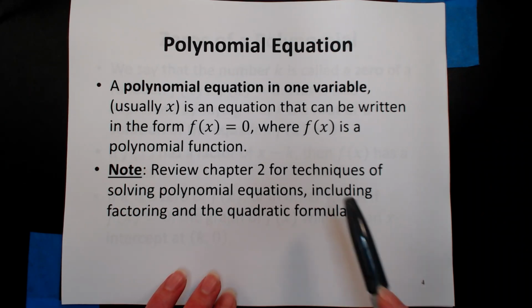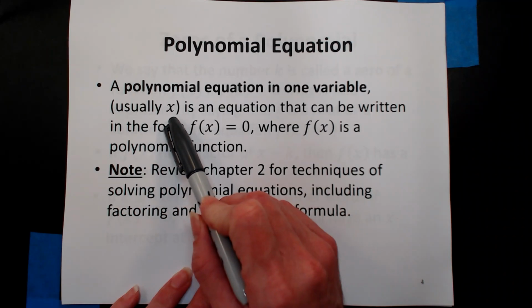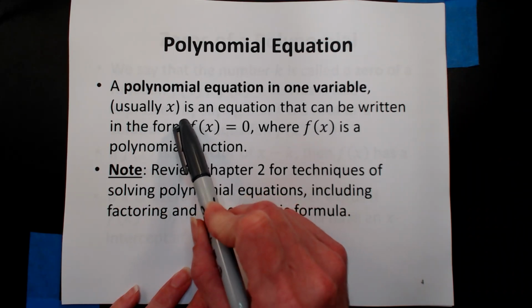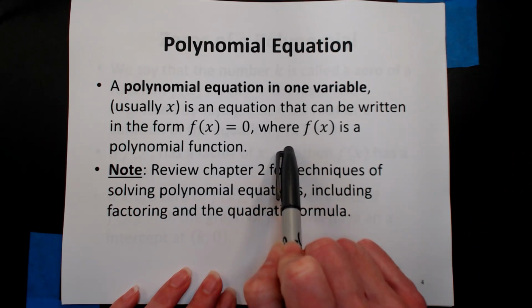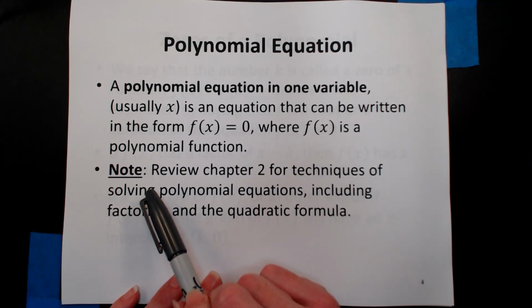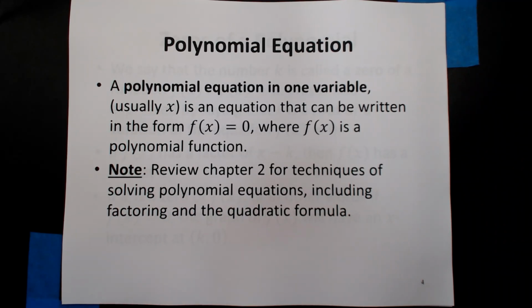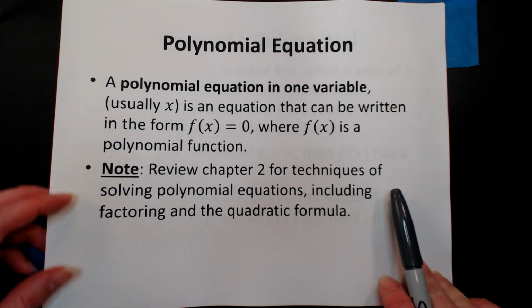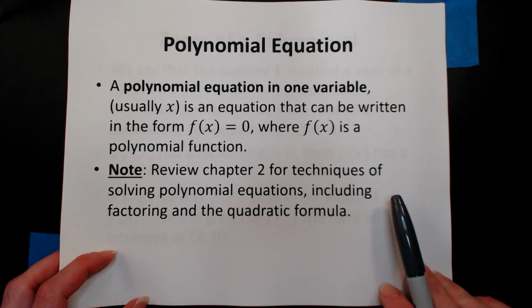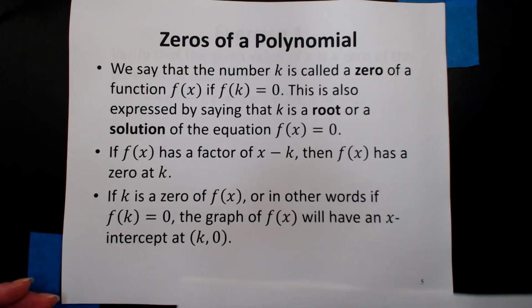A polynomial equation in one variable, usually written in terms of x. It could be any other variable we choose, but x is typically what we write it in. It is an equation that can be written in the form f of x equals 0, where f of x is a polynomial function. Note a review of Chapter 2 for techniques of solving polynomial equations, including factoring and quadratic formulas. So you want to go back through Chapter 2 to learn how to factor, to learn how to multiply binomials, trinomials together, things of that nature.